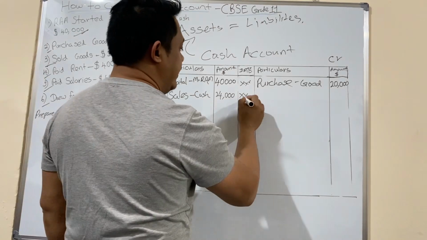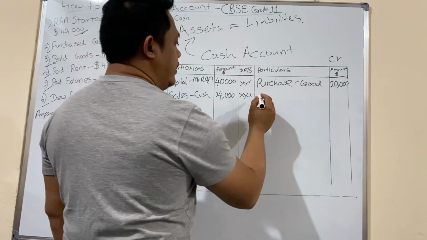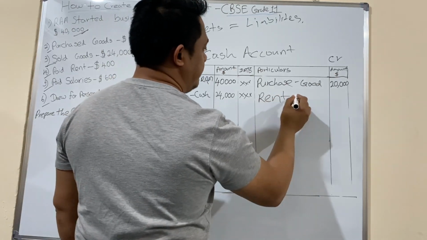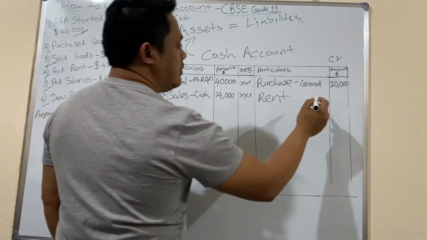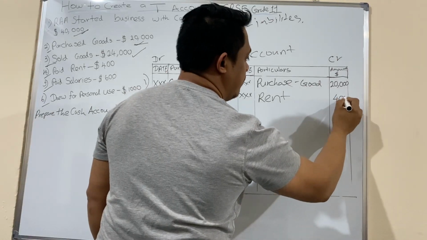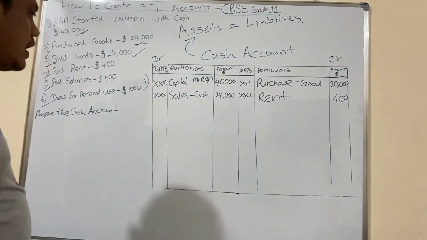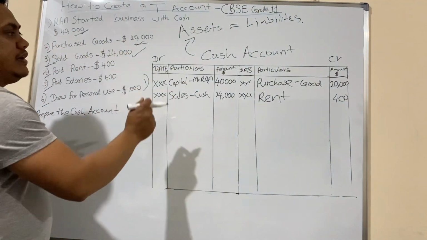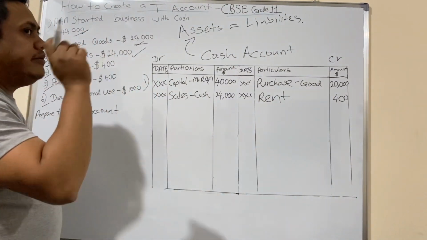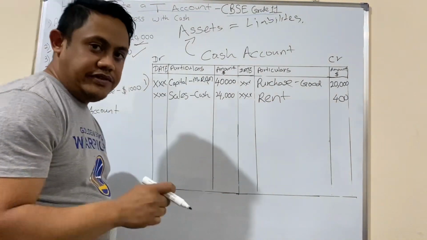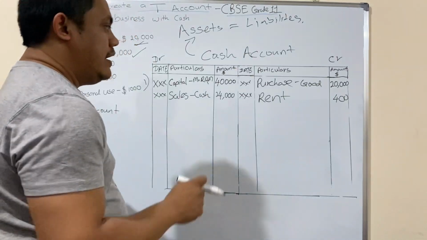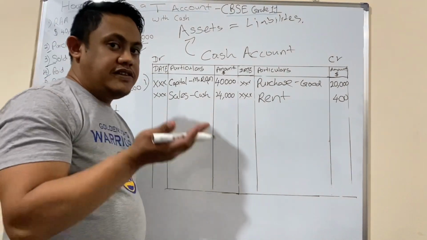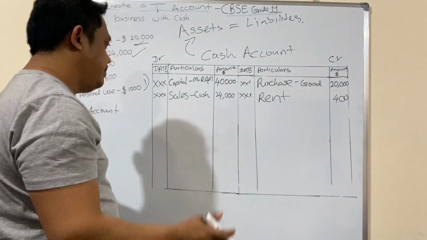So you can put the date here and you can put the rent. Rent is 400. Now at the same time, just imagine what will happen when the cash account is debit for sales. What will be the credit account? Sales account. Sales account will come credit. And at the same time, rent is an expense account, so expense is always on the debit side.